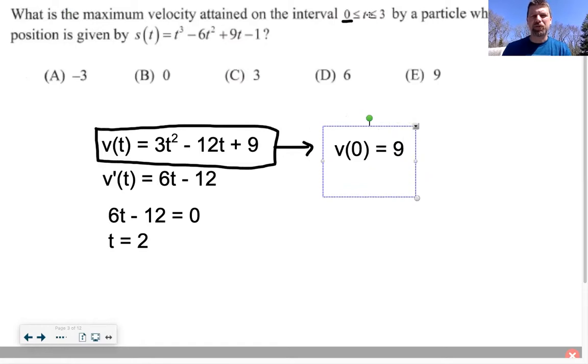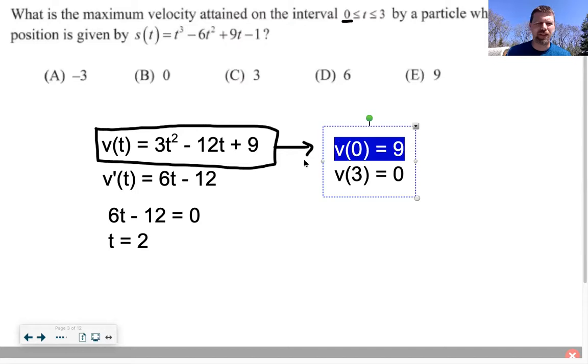If you plug the 3 in there, V of 3, that'd be 27 minus 36 plus 9. That's 0. So at 0 seconds, I've got a velocity of 9. At 3 seconds, I've got a velocity of 0. That's my maximum right there.